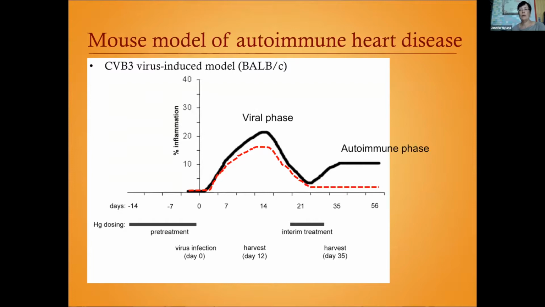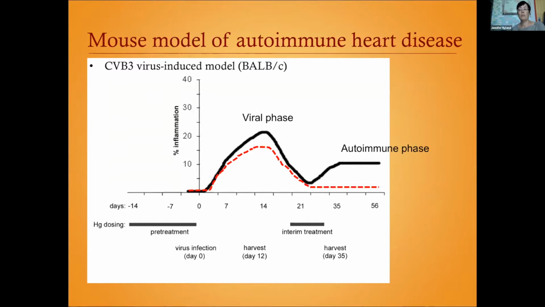The red line here is the vast majority of the population of humans who would get the viral infection and clear it, and then they would be fine. So we also have mice that are resistant to developing this virus-induced autoimmune heart disease.